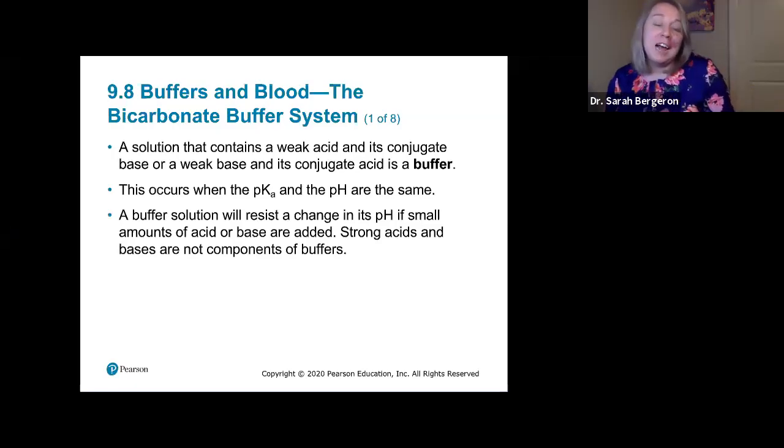We're on chapter 9, section 8, and we're talking about buffers and the blood. This is really, really important. It's called the bicarbonate buffer system. And this is what keeps the pH of our blood at that physiological level, right?